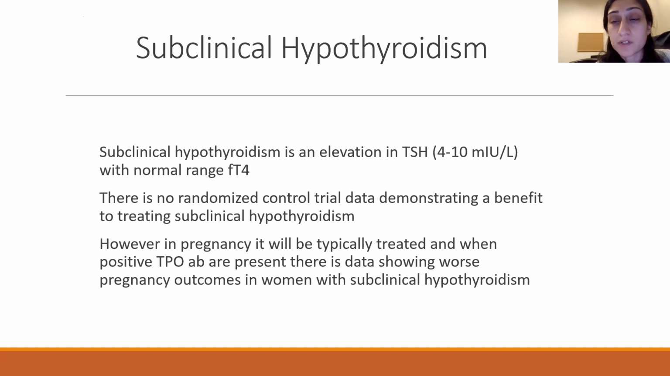If a patient has positive TPO antibodies and they're heading in that direction, so their TSH is rising to 9 or 10 with positive TPO antibodies, they're likely going to need thyroid hormone in the future. And if they're already symptomatic, you could start them on treatment.